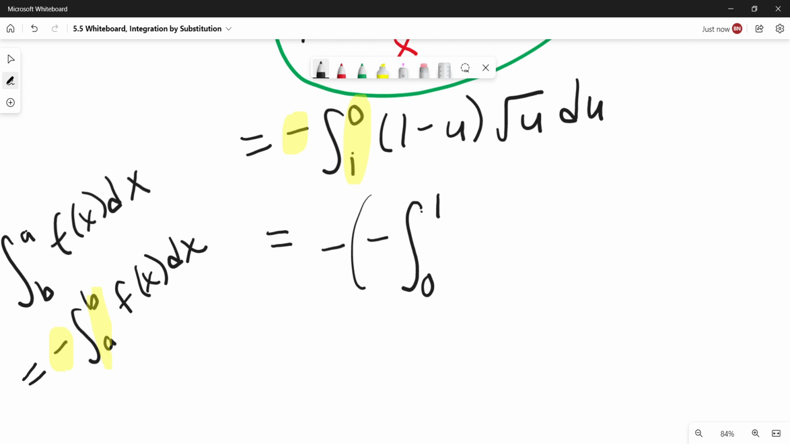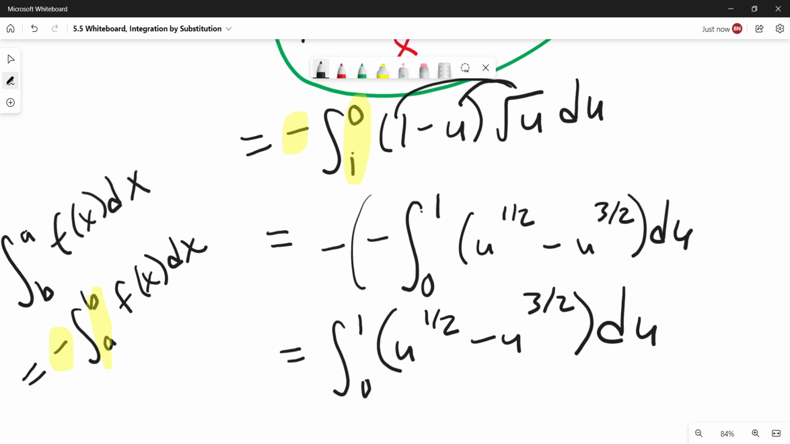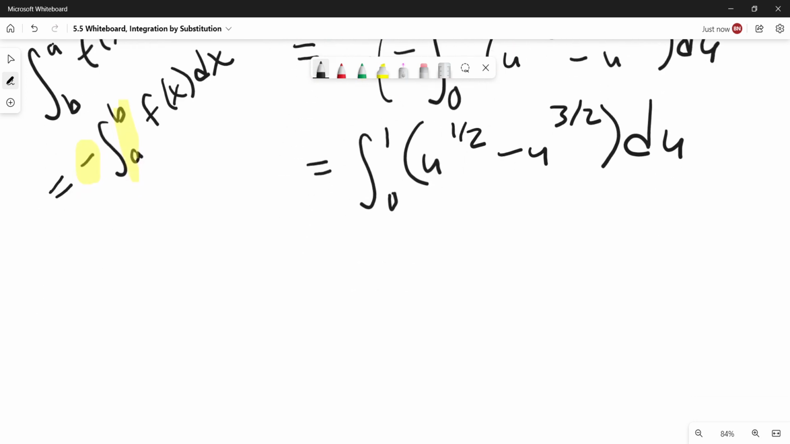Obviously those two negatives are going to cancel each other out. And again, we got to distribute this. u to the 1/2 minus u to the first times u to the 1/2 is u to the 3/2, du. So it's going to be the integral from 0 to 1 of u to the 1/2 minus u to the 3/2. I think I'm going to not finish this whole thing because you can kind of get the gist.